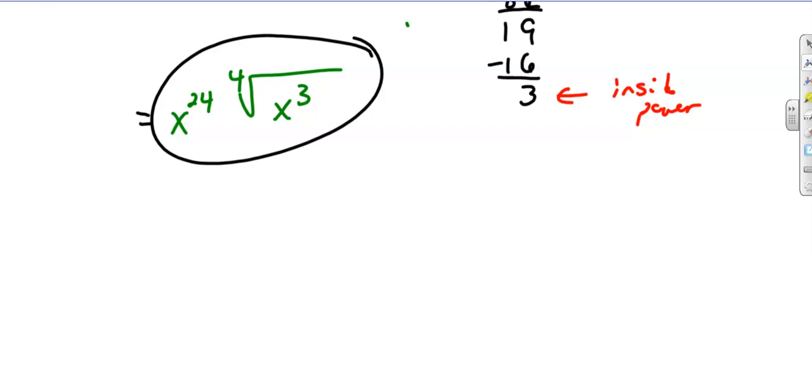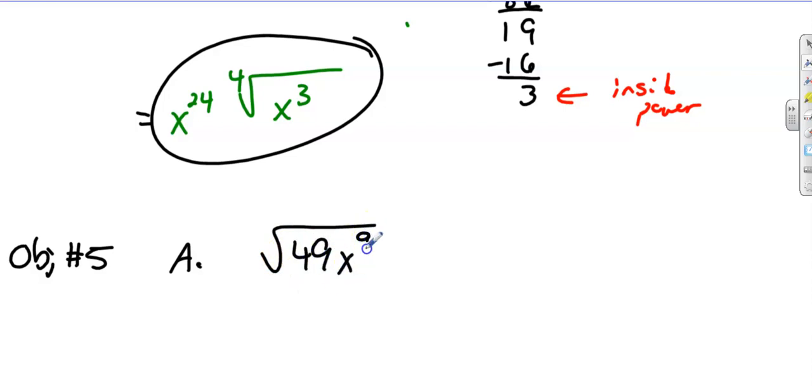Okay, so that was objective 4. Objective 5, well, they kind of do the same thing, but now they're going to give you some numbers and some variables, and again, they may or may not come out perfectly. So you have the square root of 49 x to the 9th. So we've got the square root of 49 times the square root of x to the 9th.